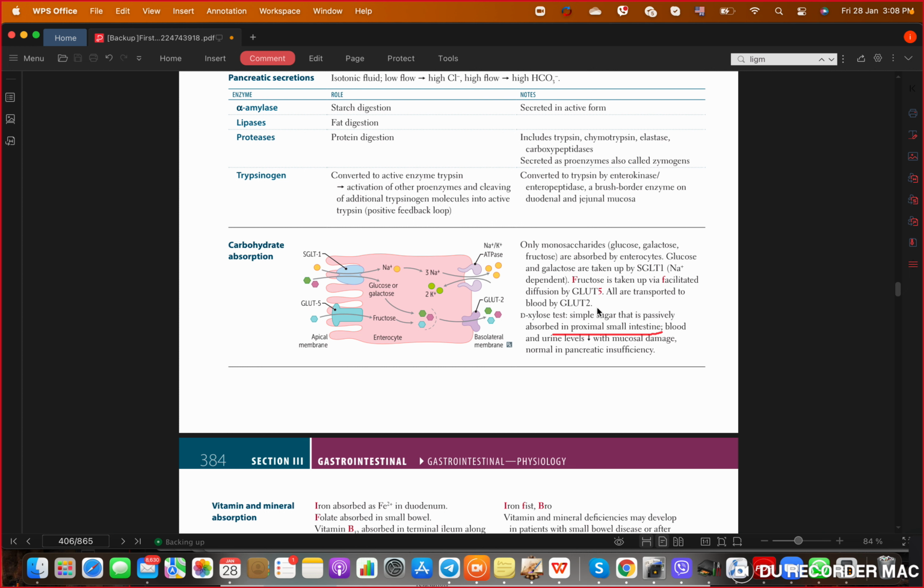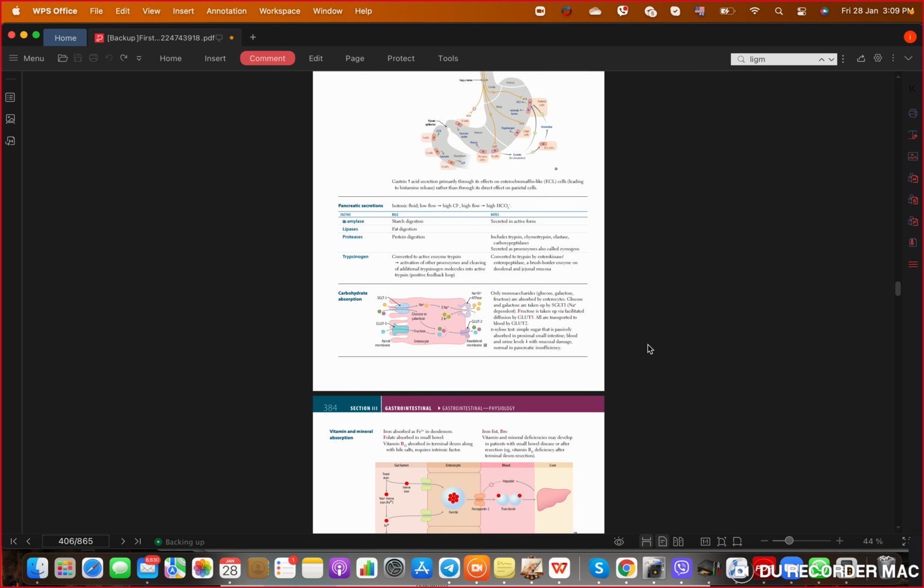So D-xylose is like a monosaccharide, though? Yeah, it's a simple sugar, but it does not need a pump. It just passively gets through. So it's a way to check if the enterocytes are working or not. Blood and urine levels decrease with mucosal damage. Normal in pancreatic insufficiency. Why? Because it passes by diffusion. It does not need pancreatic enzymes. Make sense?